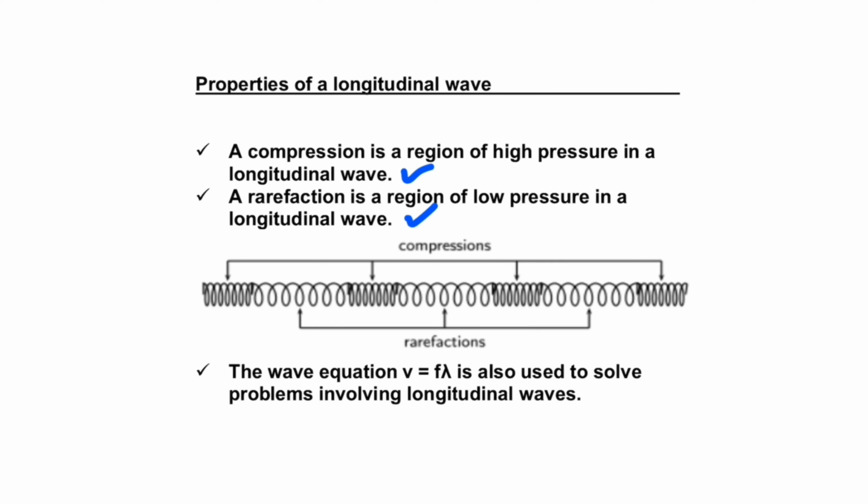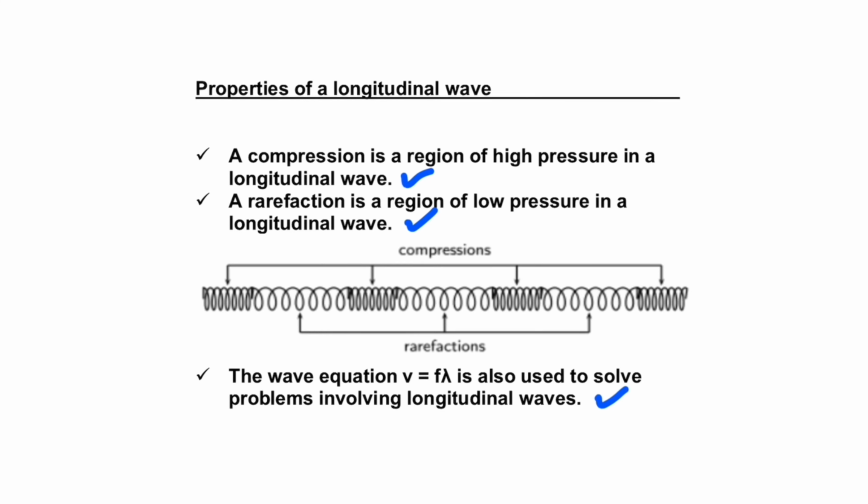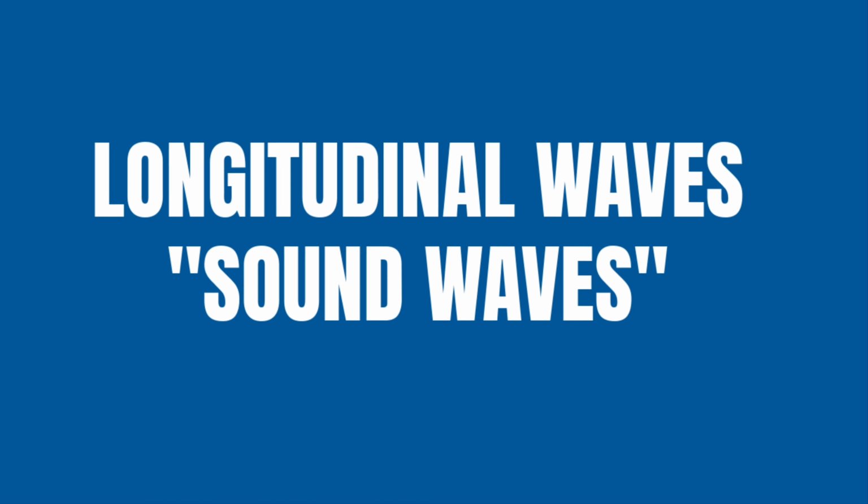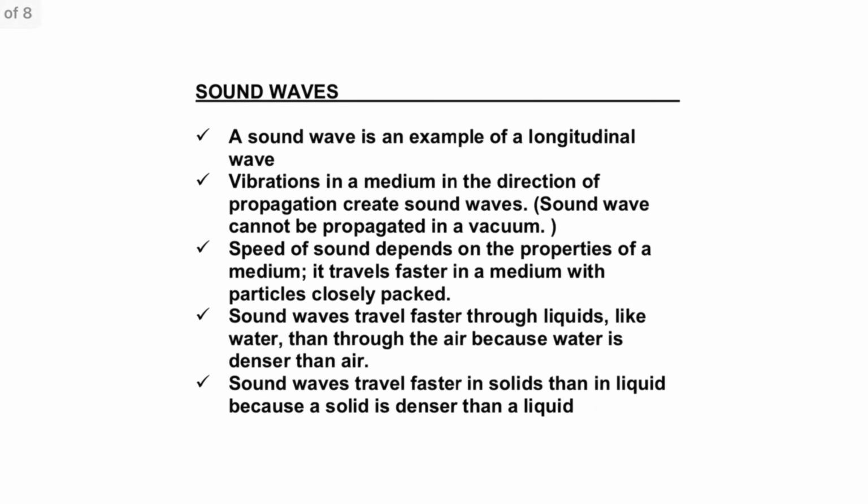The same wave equation we were using with transverse waves also applies to longitudinal waves. The speed is still equal to the frequency multiplied by the wavelength. A good example of a longitudinal wave is a sound wave, and we are going to talk about that next. So let's go ahead and take a look.